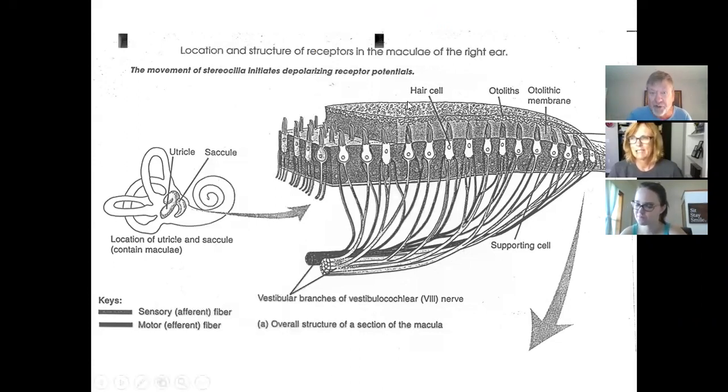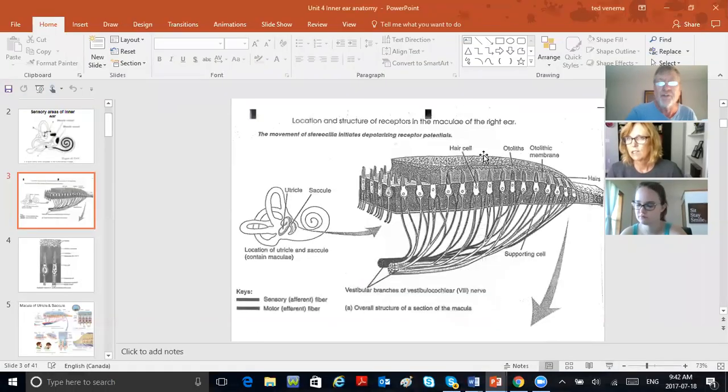And that means that these little stones fell off the gelatin. And that happens in the semicircular canals, and in the utricle and saccule. And when that happens, the person gets something called benign paroxysmal vertigo.